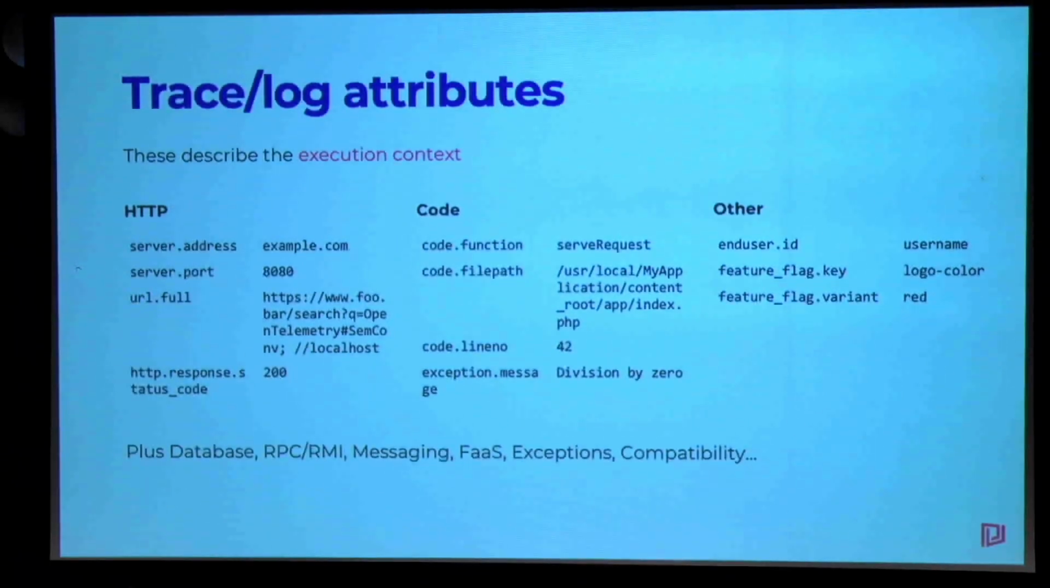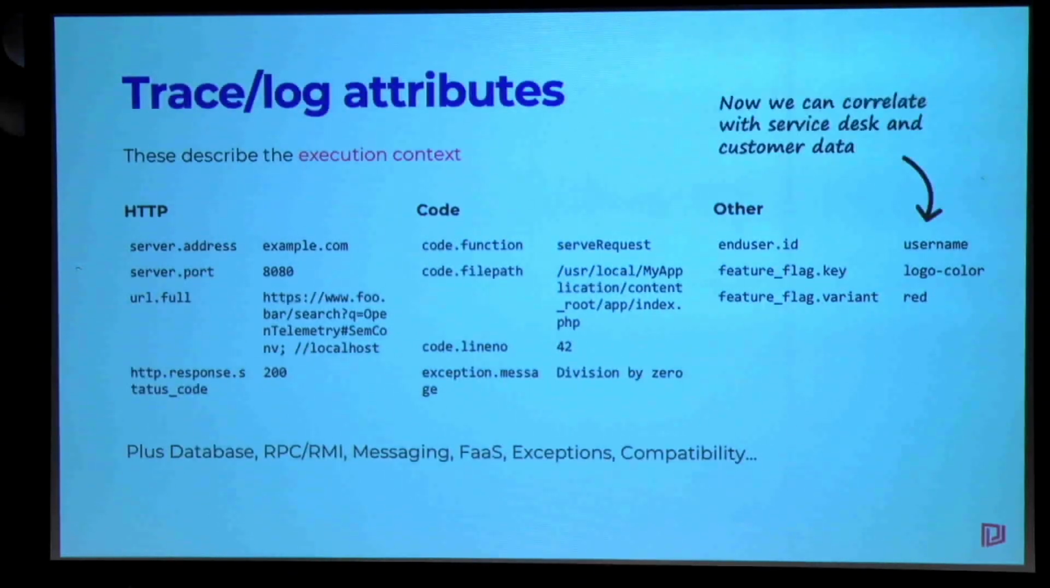So we've got a much better understanding of what's going on, and we're able to correlate this information with other data. So for example, if our logs consistently use enduser.id, then we can more easily correlate user-specific logging with other data, like our service desk data or our customer data. And there's many other attributes that semantic conventions provide. I'm just providing a little sample here, but anything to do with databases.